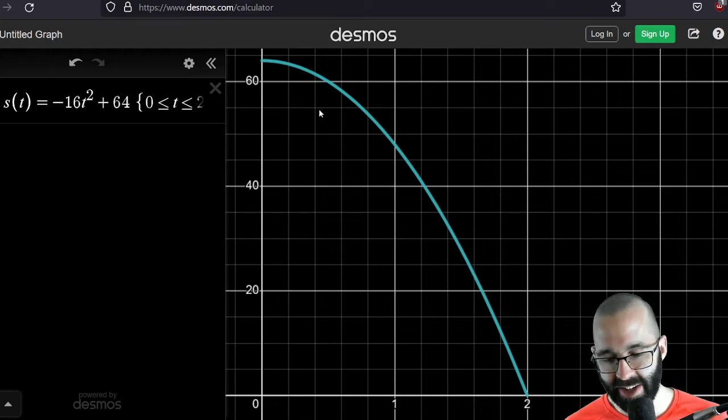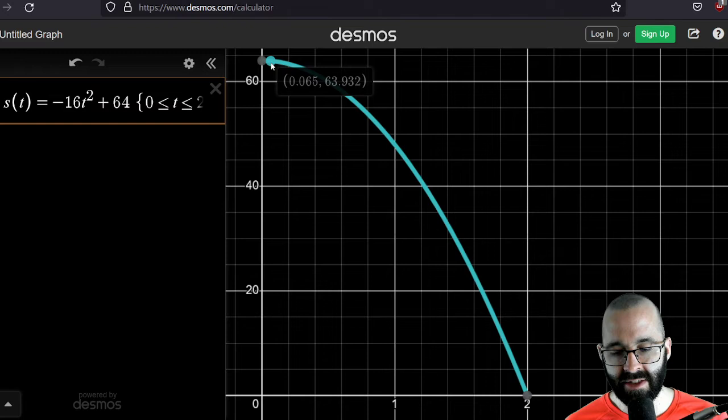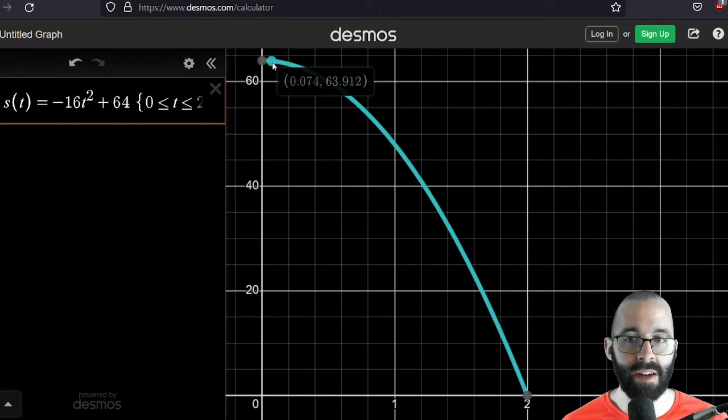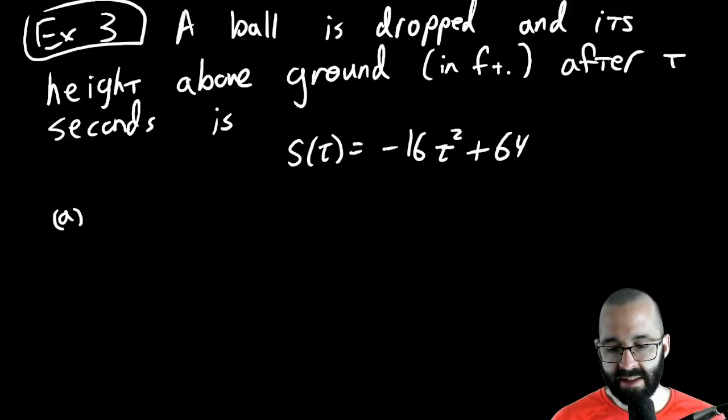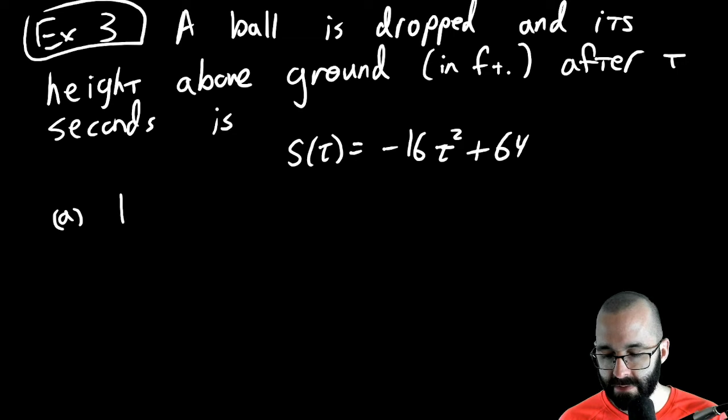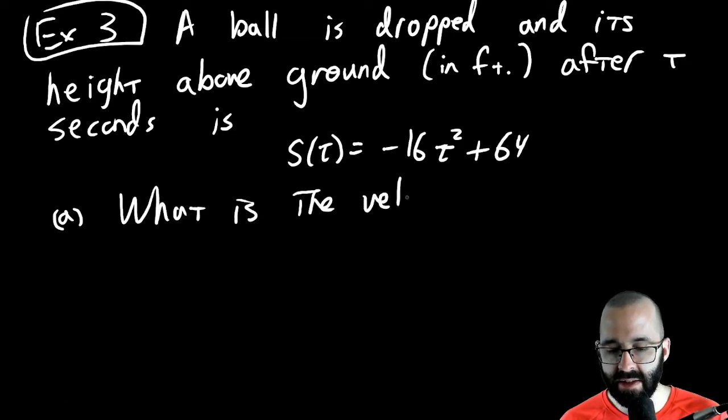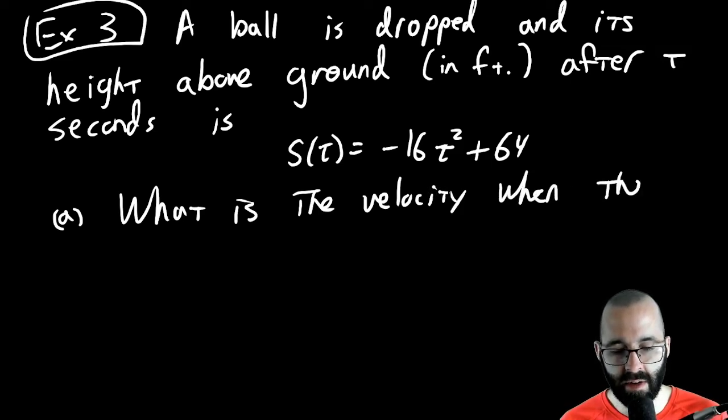Anyway, so there's no x coordinate. The t coordinate is the independent variable, the first variable, and that's time. And then the second coordinate is the s value, which has to do with the height in feet. All right, so let's ask some questions about this. Part A. What is the velocity when the ball hits the ground?